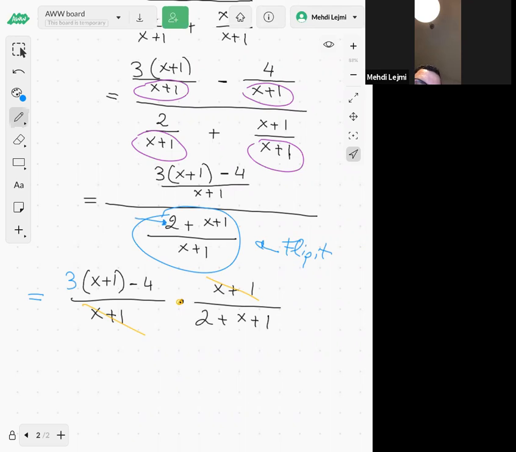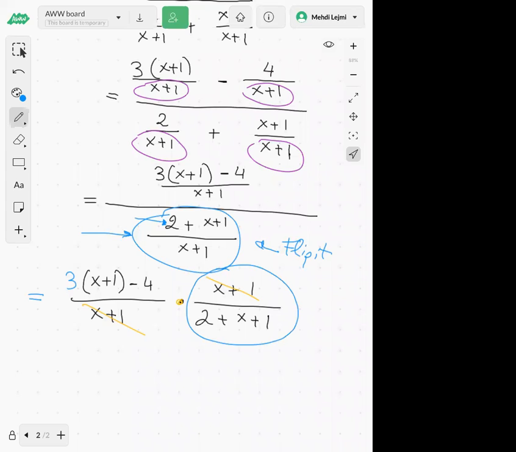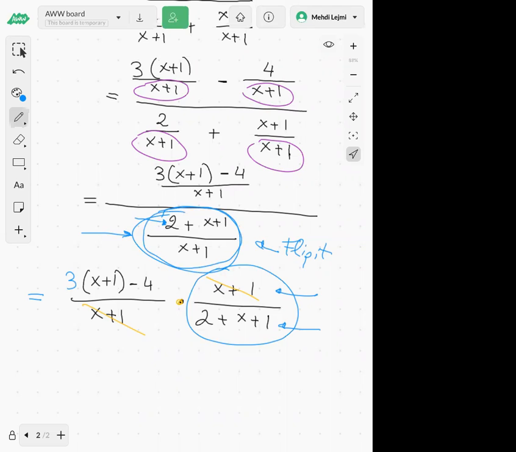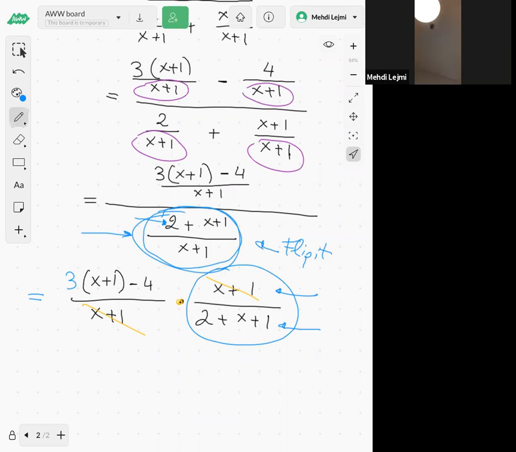But anyway, what I did here is I just flipped, because when you divide 2 fractions, you have to flip the denominator. That's why I flipped the denominator, and that's why I got this x plus 1 in the top and this x plus 3. Whenever you divide fractions, you flip the denominator. Thank you.